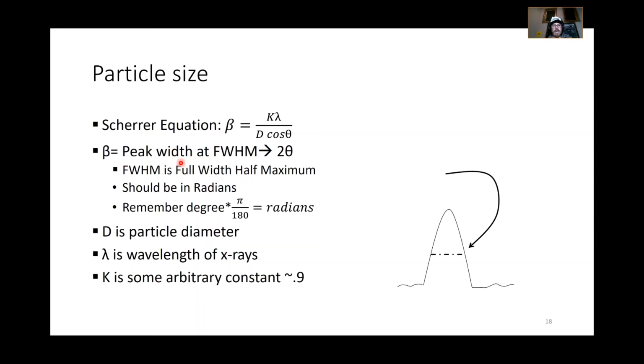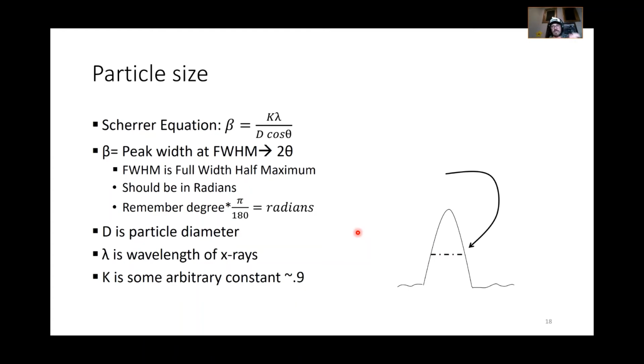B is the peak at full width half maximum. But you use the 2 theta width. You don't ever divide it by 2. I've had people tell me and argue with me, but they're wrong. Full width half maximum is always calculated using the 2 theta scale. Why? Because this is a spectroscopy exercise.